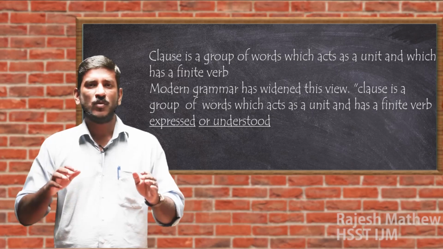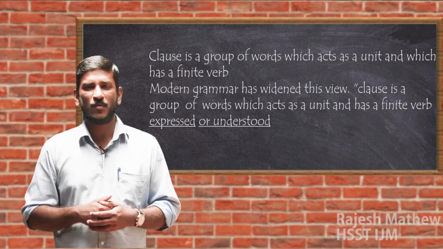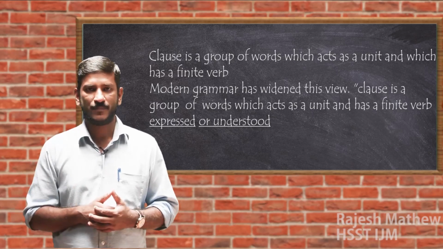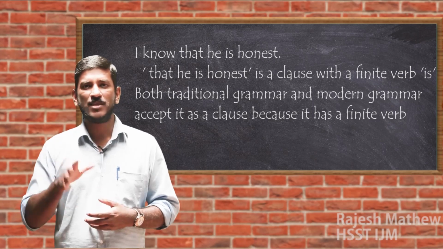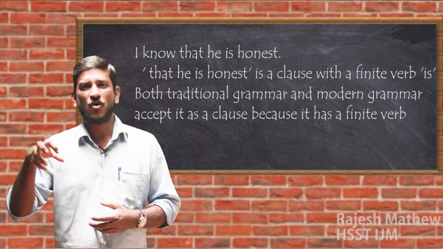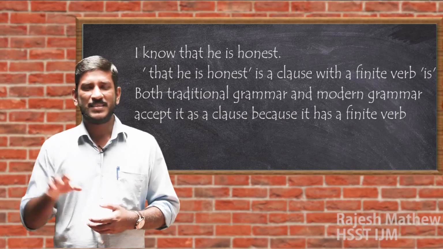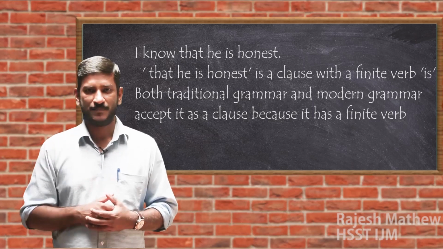Now I am going to explain the definition of modern grammar with the help of some examples. The first sentence: I know that he is honest. That he is honest is a clause with a finite verb, is.